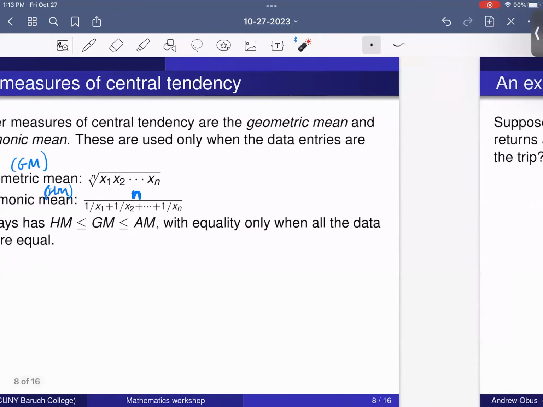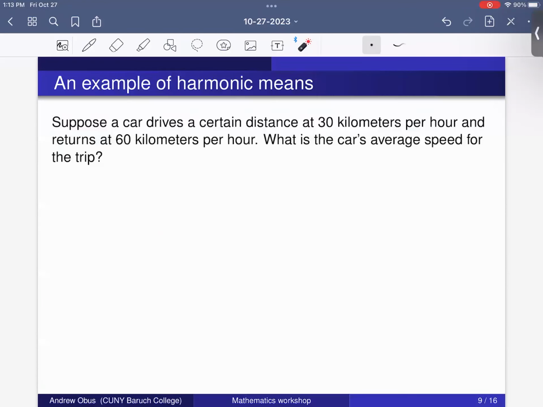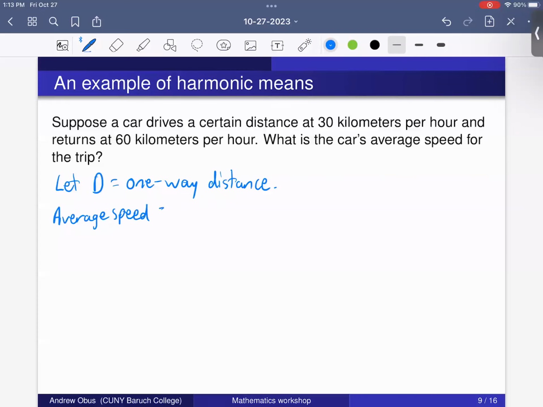So an example of harmonic mean is this question. Suppose a car drives a certain distance at 30 kilometers an hour, and then it returns at 60 kilometers an hour. So what is the car's average speed for the trip? Let's see what happens when we try to solve this. If we let d equal the one-way distance, we want to calculate average speed. Average speed, by definition, is the total distance divided by the total time. That's the average speed, right?